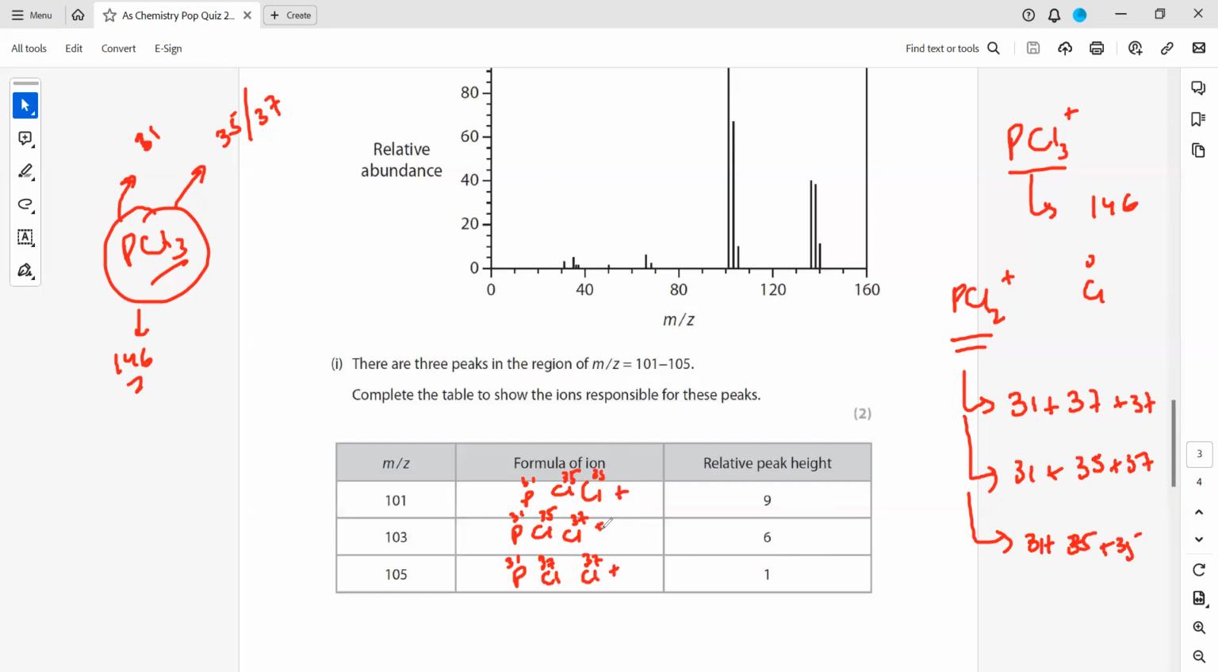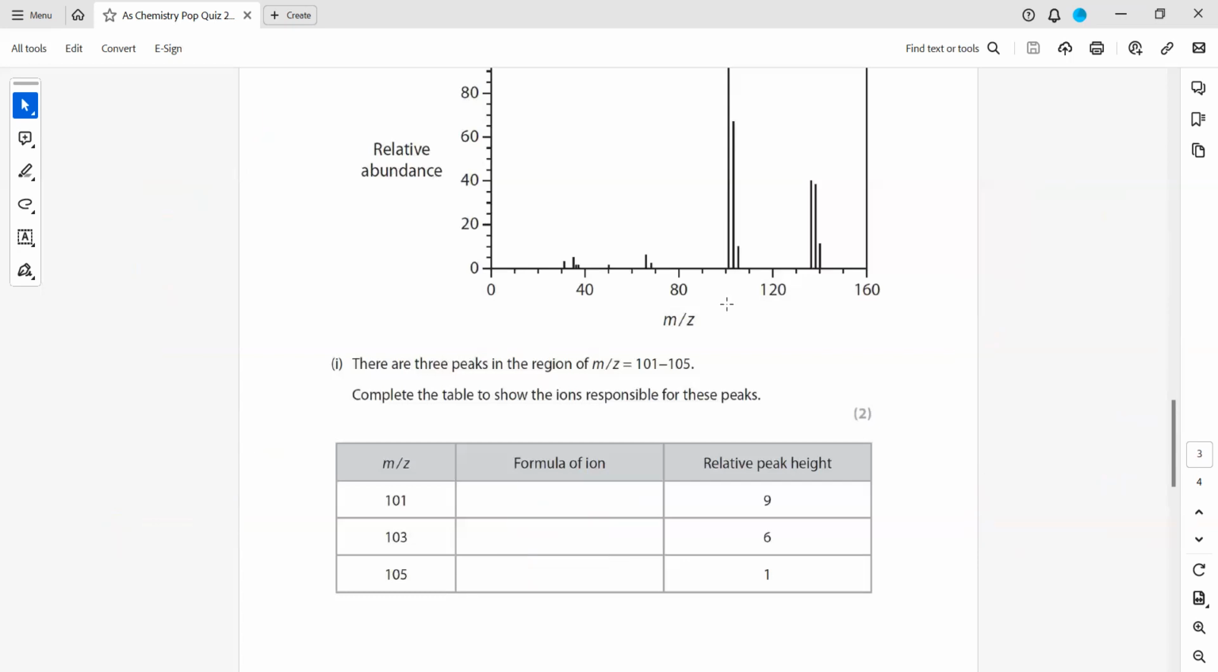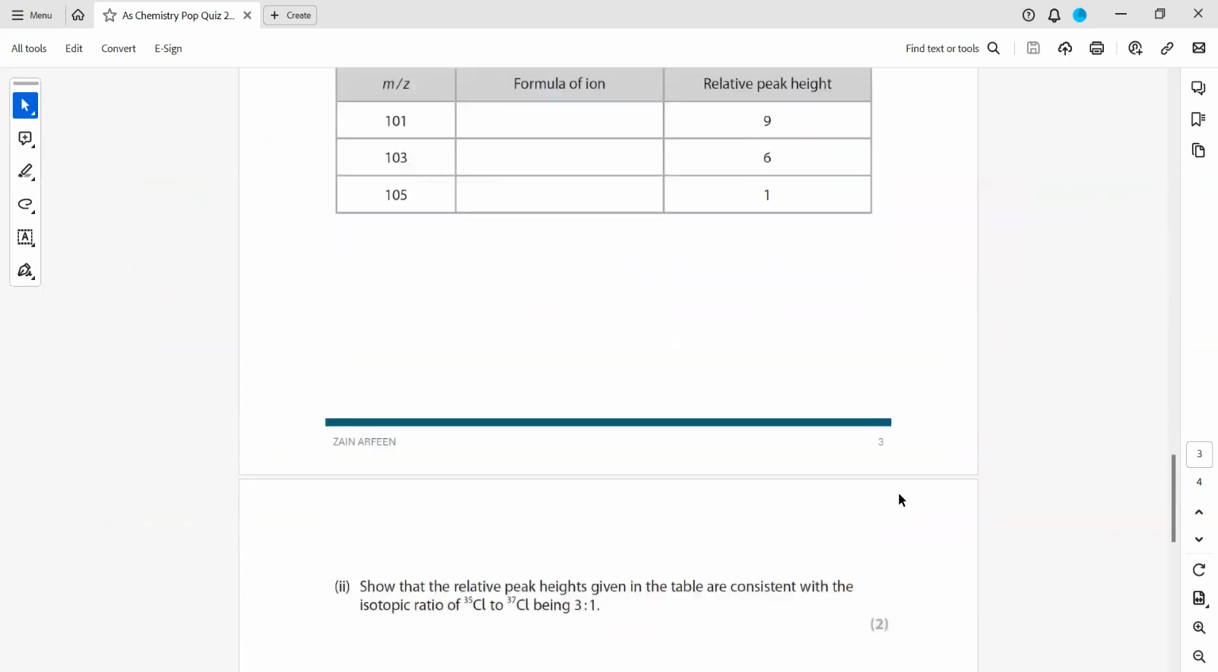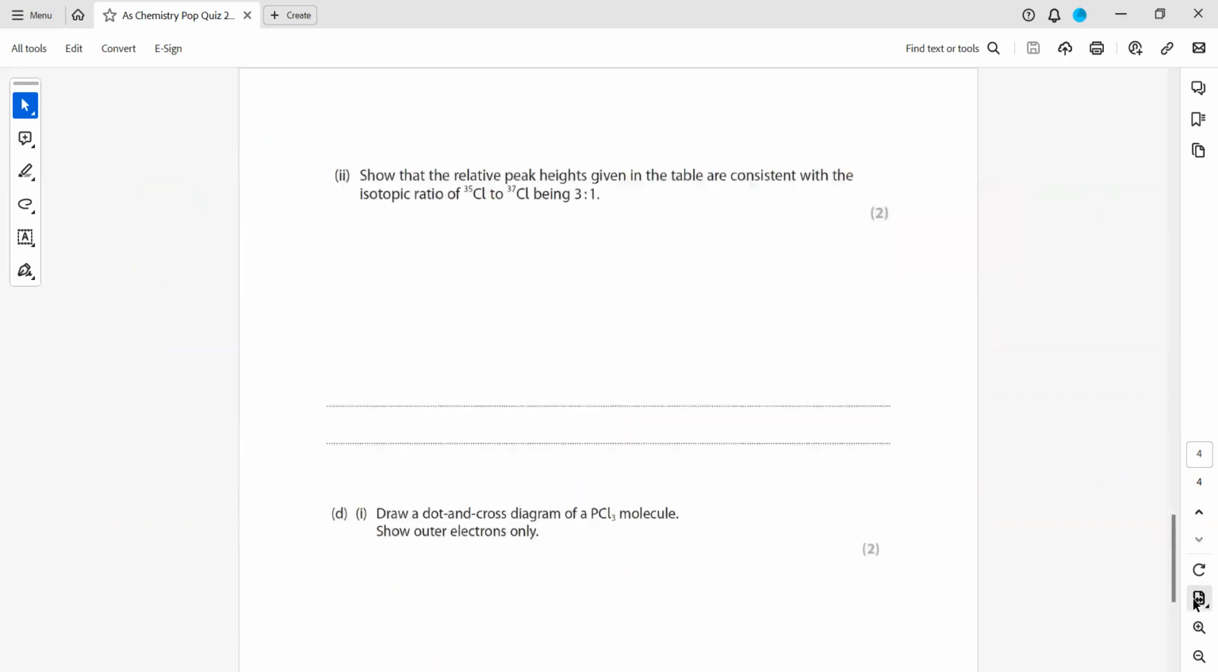It's very important that you write a charge, because you cannot detect the radicals, you can only detect the ions. That's why it's important that you write the charge. If you just write phosphorus 31, chlorine 35, and chlorine 35, but you did not write the charge in the exam, it's considered wrong. Why? Because this cannot be detected in the mass spectrometer. In a mass spectrometer, we can only detect the ions. So whenever they ask what is detected in the mass spectrometer, you have to write the charge on them.